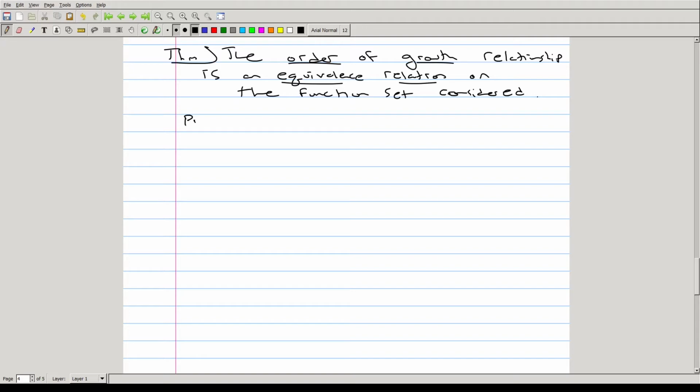Showing this is relatively straightforward, just like before. We showed reflexivity for the domination relationship. Really, reflexivity for this order of growth relationship is a relatively straightforward extension of that, so I'm not going to go through it here. This is a simple extension of the previous proof. Same thing for transitivity.